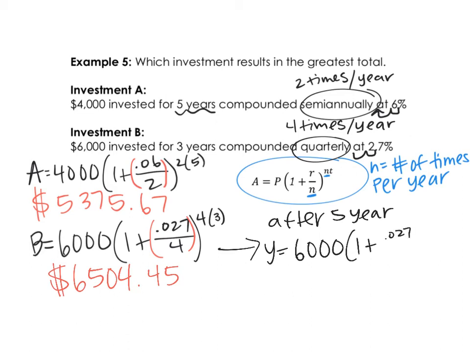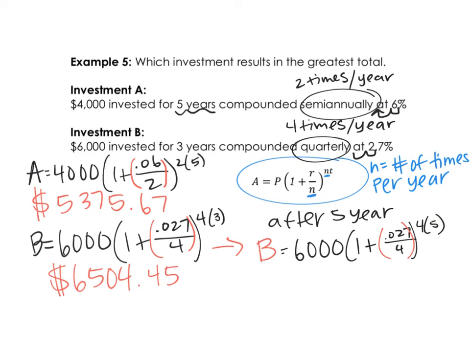So 0.027 divided by 4 still, but our time is going to change to 5. So let's plug that into our calculator and see what that investment is like after 5 years. I'm going to change this to a B so I know it's a B. Okay, so plugging that into my calculator, 1 plus point, make sure you're using that extra set of parentheses.